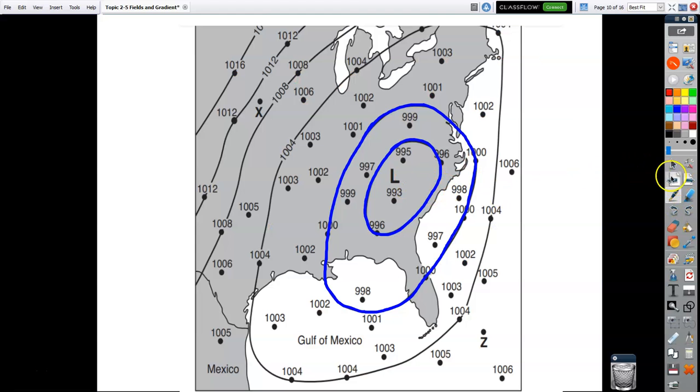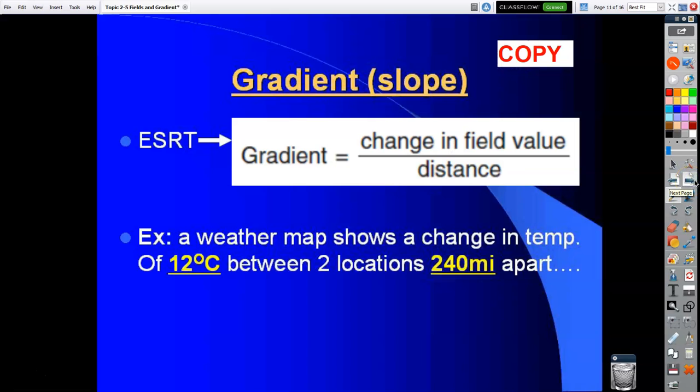And you'll see some of these as we move forward the next couple weeks. All right, the last thing is gradient. So gradient is also slope, which you do in math class. You might call it rise over run, or change in y over change in x. You're looking at a vertical change versus a horizontal change. The formula for gradient is right on your reference table.